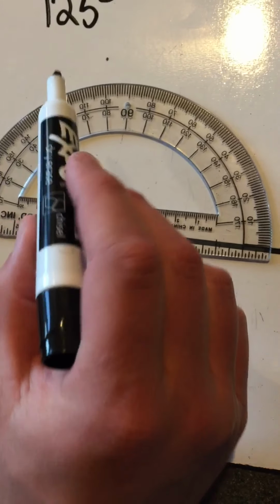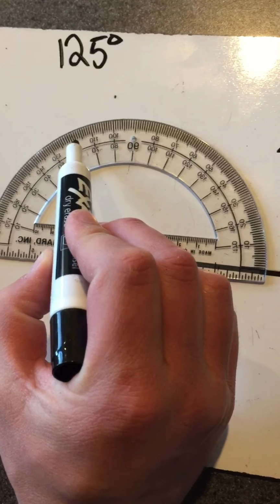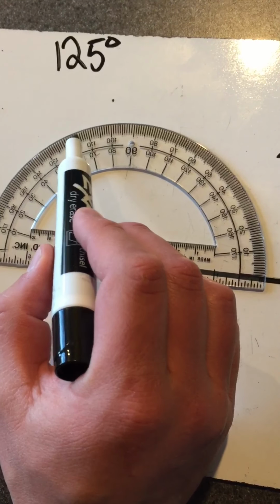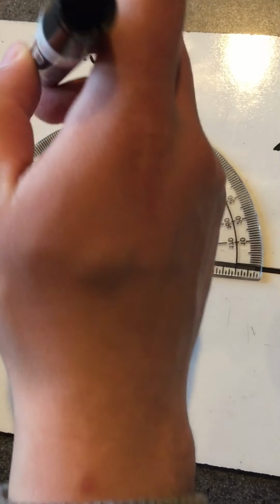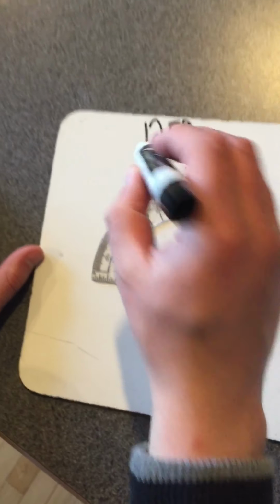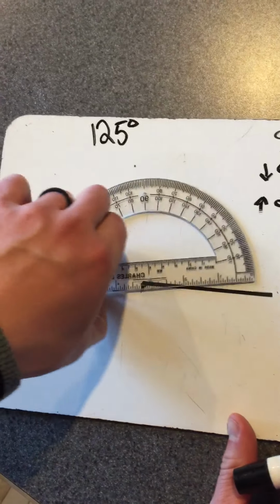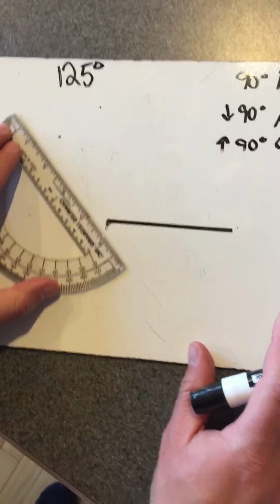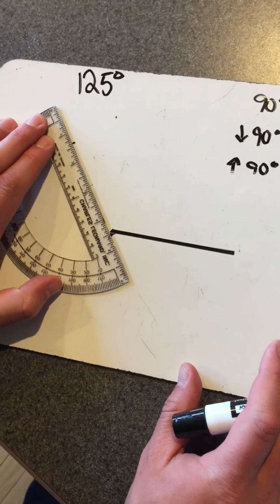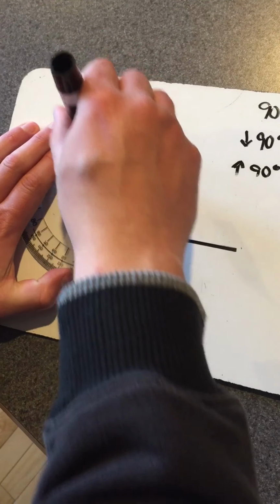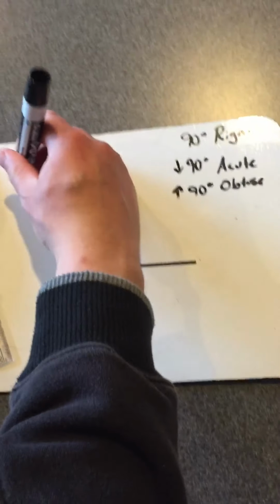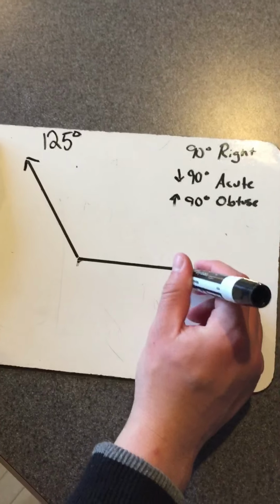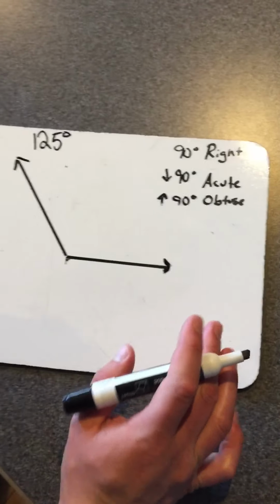So I'm going to count in 5 spaces from 120 to make 125 degrees. 1, 2, 3, 4, and 5. I'm going to place a little dot right there. Then I'm going to use my protractor that also doubles as a ruler to make a line. Now I've created an obtuse angle. When I make this obtuse angle, it should be exactly 125 degrees.